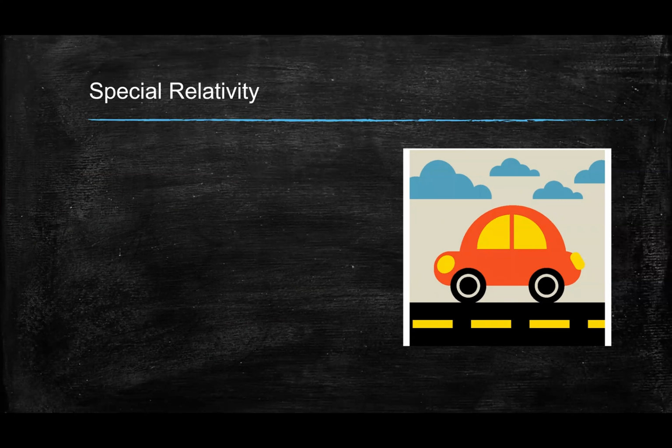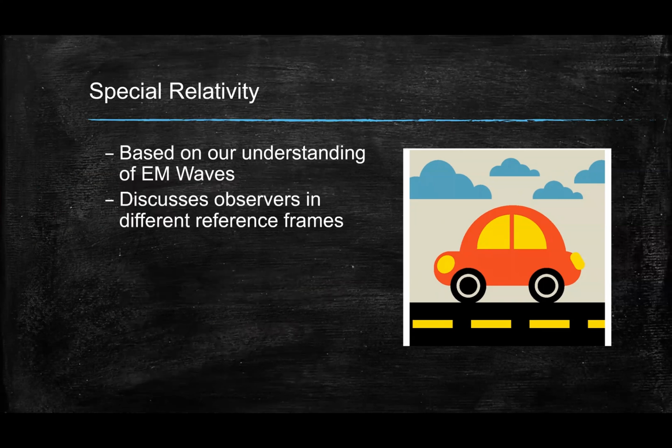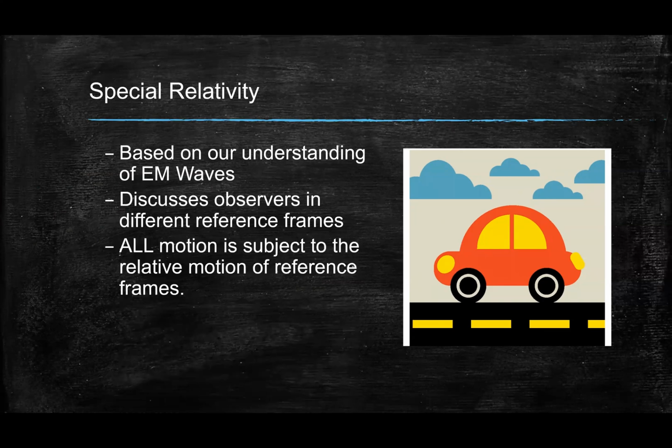And that's where relativity comes in. It's based on our understanding of how electromagnetic waves travel, and discusses observers in different reference frames and what happens to the light due to observers in different reference frames, as we'll see later in our discussion about how GPS systems work. So all motion is subject to the relative motion of the reference frame that we're in. And that's why it's very important in measurement to know the reference frame that we're in. If in our reference frame we're stationary, we can have a different measurement than if in our reference frame we're moving in our car.